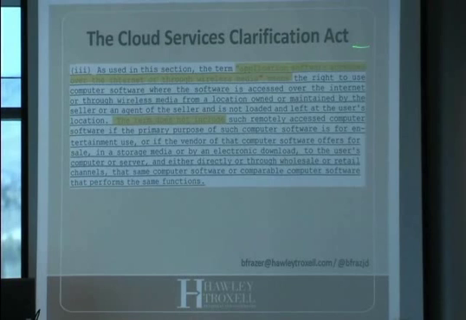Here's the definition of application software. The right to use computer software where the software is accessed over the internet or through wireless media from a location owned or maintained by the seller or an agent of the seller and is not loaded and left at the user's location. The cloud, right? So the cloud, there it is. That's how we chose to word the cloud.